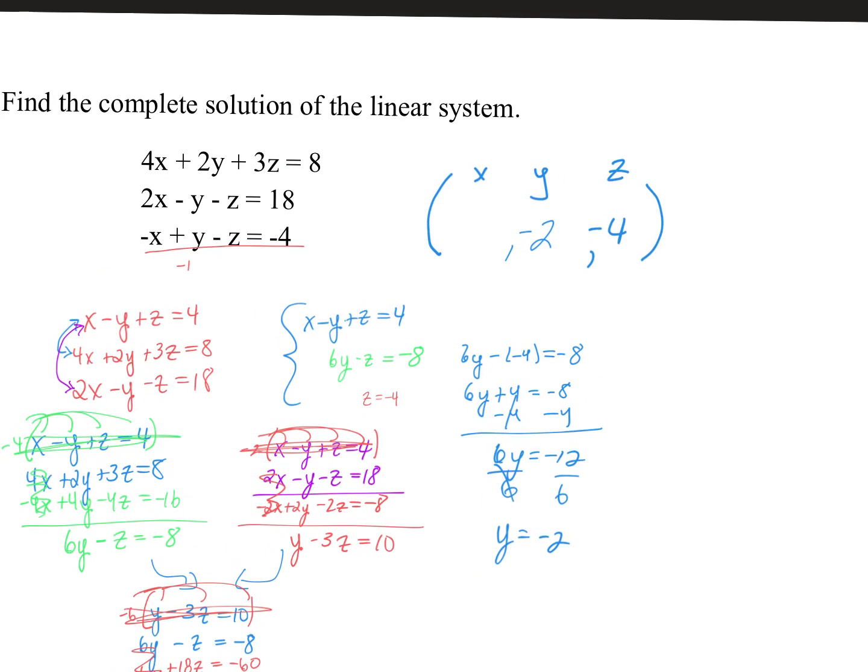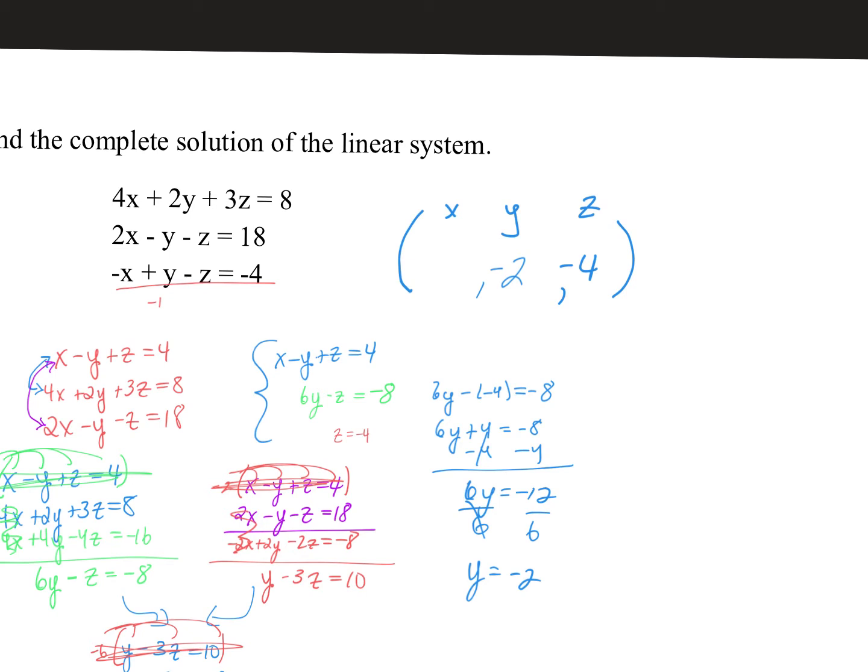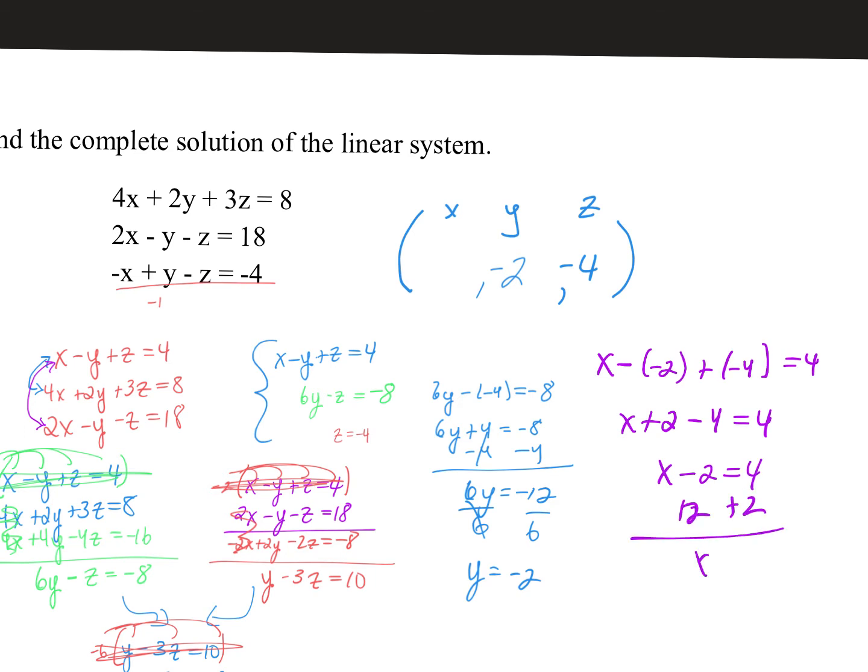And then to find x, we take the y and the z that we just discovered, and we're going to plug it in to find out what x equals. So x minus y is negative 2, so negative 2, plus a negative 4 equals 4. X plus 2 minus 4 equals 4. X minus 2 equals 4. Add 2 to both sides, and you get x equals 6.